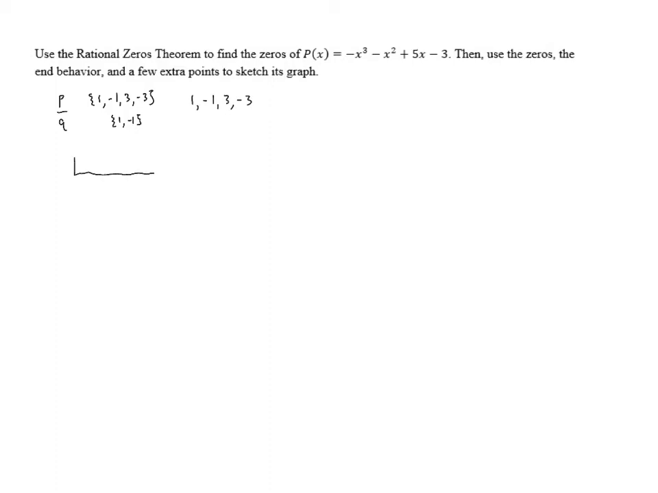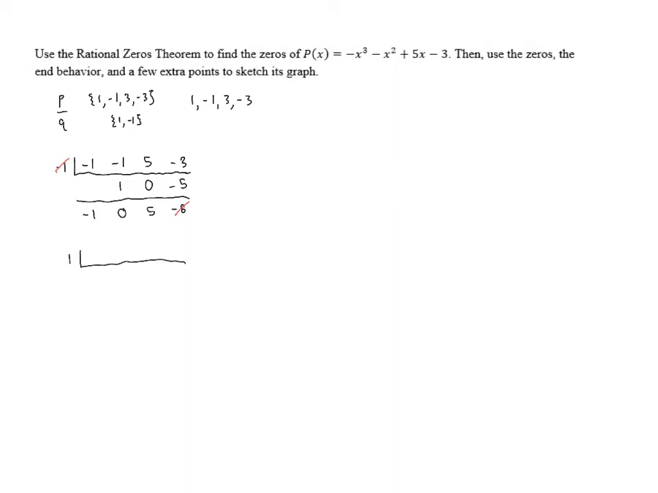If we want to test if negative 1 is a 0, we can use synthetic division. The coefficients are negative 1, negative 1, 5, and negative 3. So when we do synthetic division, negative 1 times negative 1 is positive 1. When we add, we get 0. 0 times negative 1 is 0. When we add, we get 5. 5 times negative 1 is negative 5, and when we add, we get negative 8. Because this is not 0, that tells us that negative 1 is not a 0 of our polynomial, and so we need to move on and check another number.